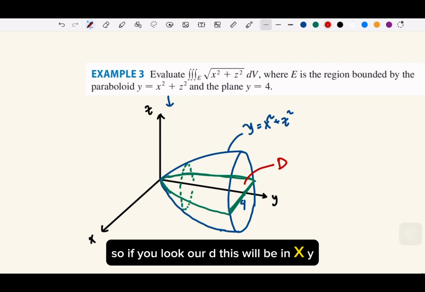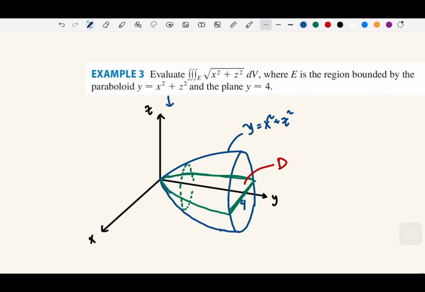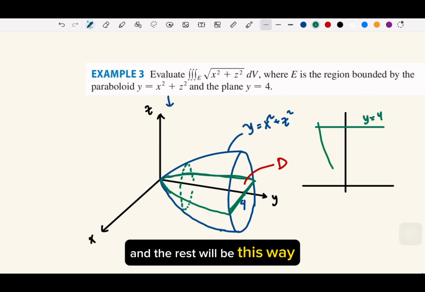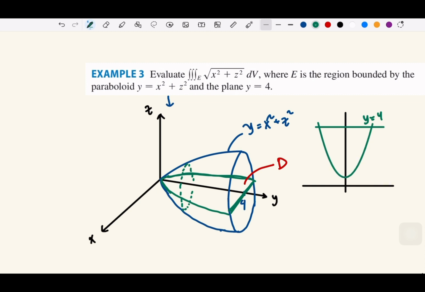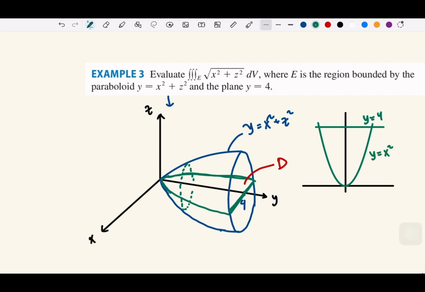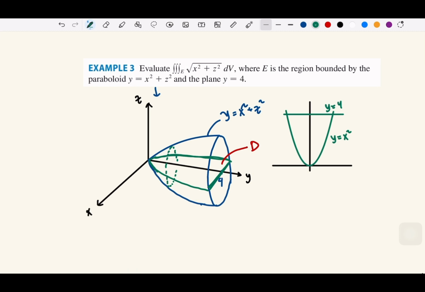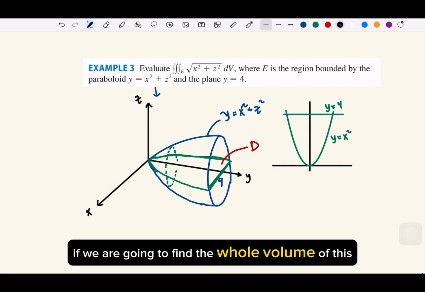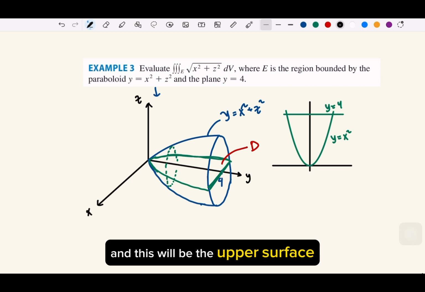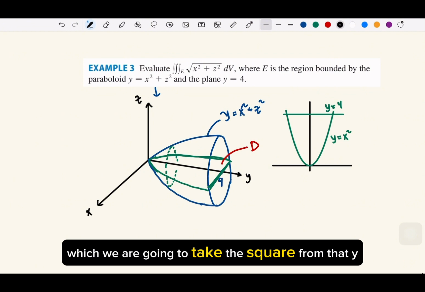So if you look at our D, this will be in xy. Okay, so this will be y equals 4, and the rest will be this way. So the curve will be y equals x squared, right, for this one. Now, of course, if we are going to find the whole volume of this, then we could think of this part as our lower surface, and this will be the upper surface, which we are going to take the square root from that y.